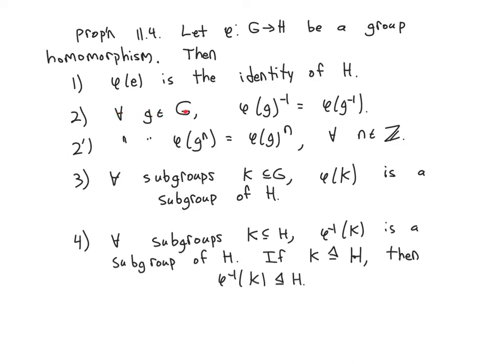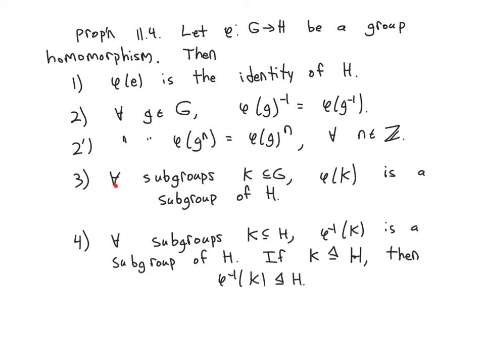Second, for every group element, the inverse of phi of g is phi of g inverse. More generally, this one's not in the book, but it's also true. For any integer n, phi of the nth power of g is the nth power of phi of g.